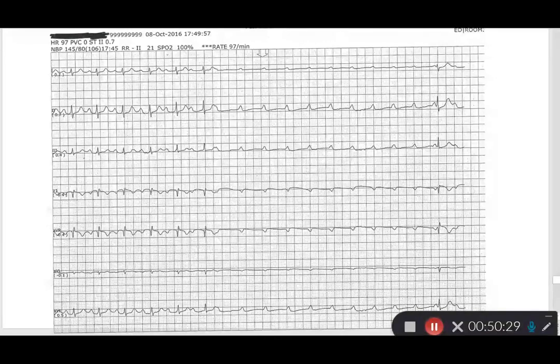So they come in, the fire department does a 12 lead. I think the initial 12 lead was showing maybe a first degree heart block. Nothing major though. So we had her on tele. And we're going to look at this in sections. So first we're just going to look at this first section.